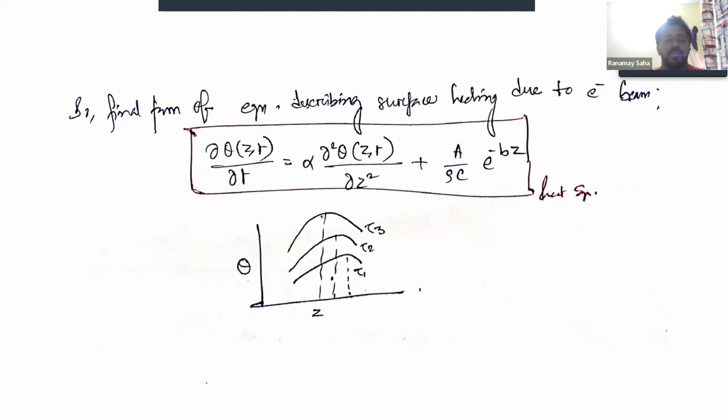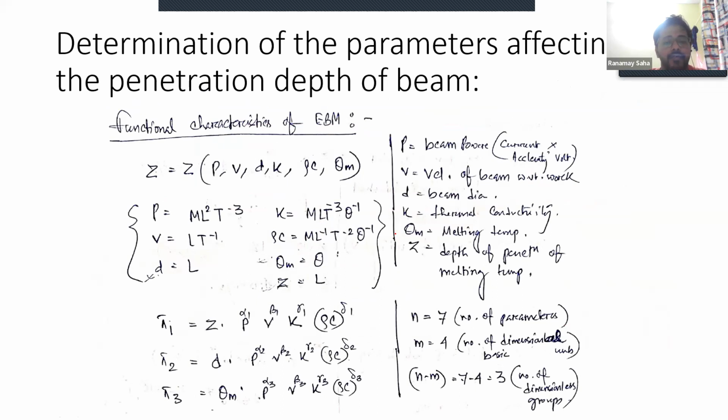This is a typical theta to z relation, which comes from the solution of this 1D heat equation. You can see that with time the temperature first rises and then decreases with space, at different time constants tau1, tau2, and tau3. Having said that, we go on and find out the parameters affecting the penetration depth of the beam.